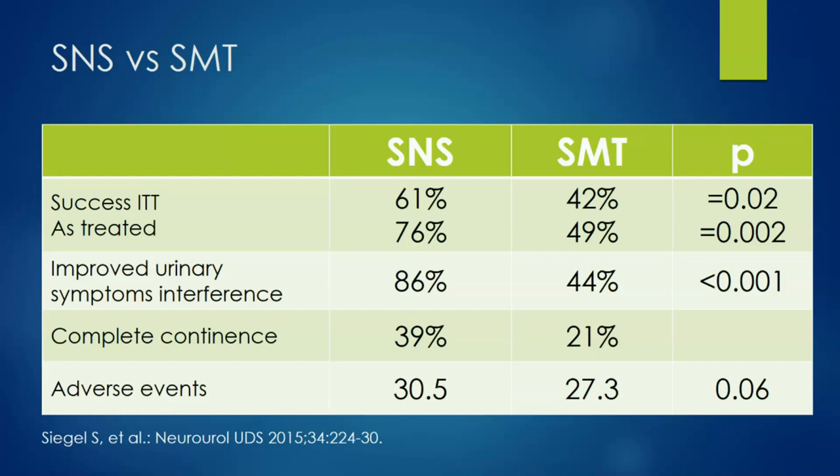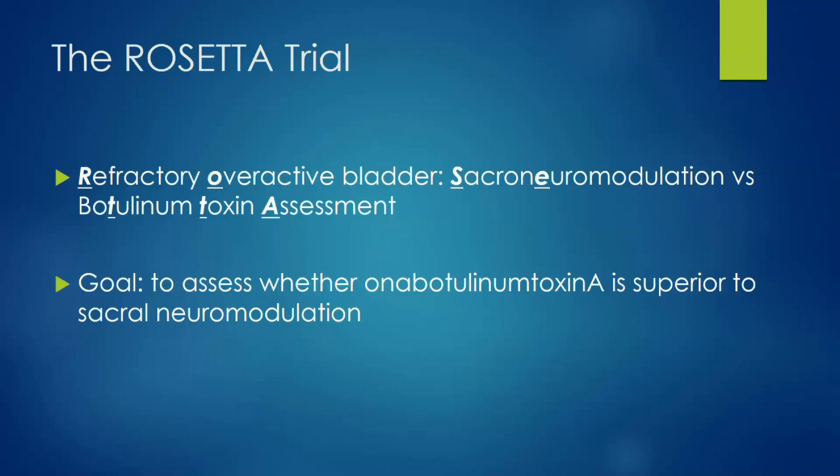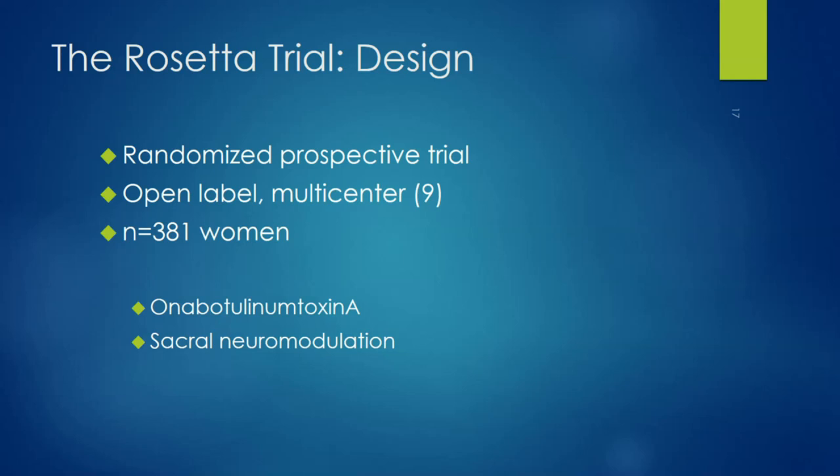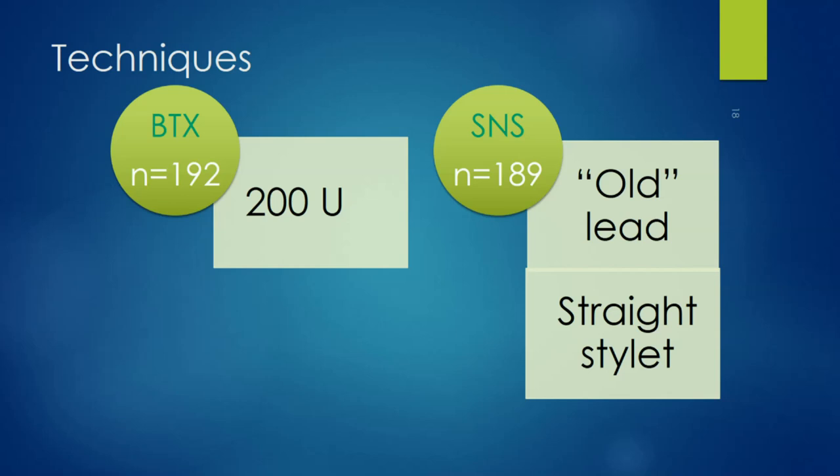The Rosetta trial was a big deal a couple of years ago at the AUA in San Diego, and we were all anticipating it. Bottom line, this was a randomized trial that Dr. Vasavada was a part of, in refractory overactive bladder, randomizing sacral neuromodulation to onabotulinumtoxinA. They were just trying to see if one was superior to the other. There were 9 centers involved, and they successfully and very rapidly randomized 381 patients. Suffice it to say, there was a little bit of an edge on the onabotulinumtoxinA group. However, when push comes to shove, we really weren't convinced that there was a huge clinical winner of one over the other.